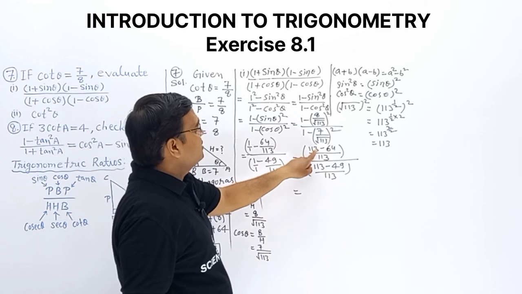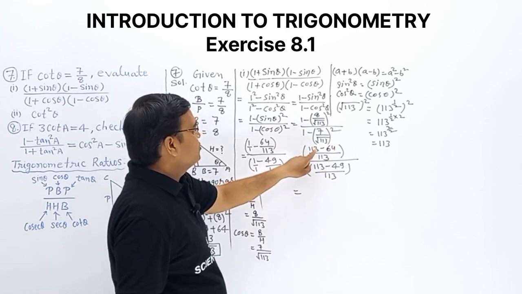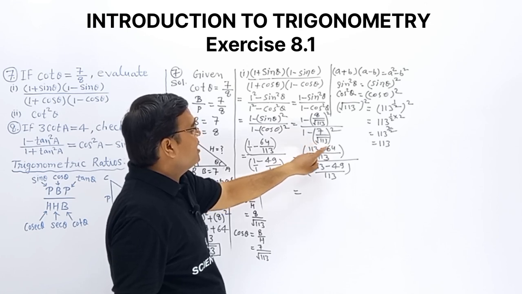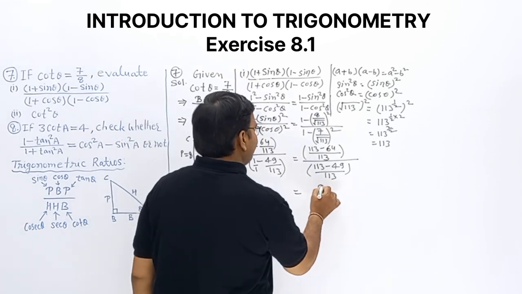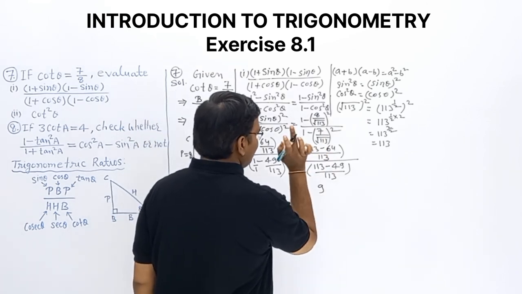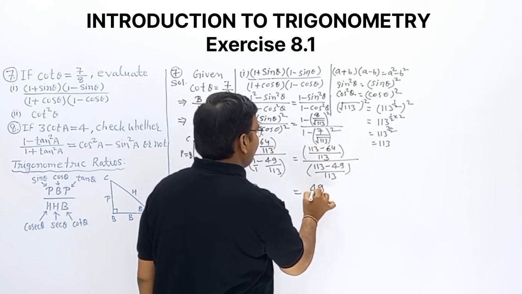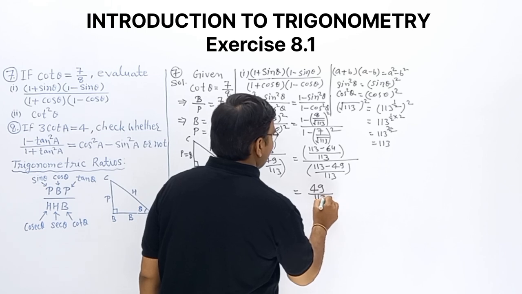Now observe, subtract this. This is 113. 3 minus 4, so we cannot subtract. So we borrow 1. 13 minus 4 will be 9. There is a 0, we cannot subtract, so borrowing 1, 10 minus 6 will be 4. In the denominator we have 113.